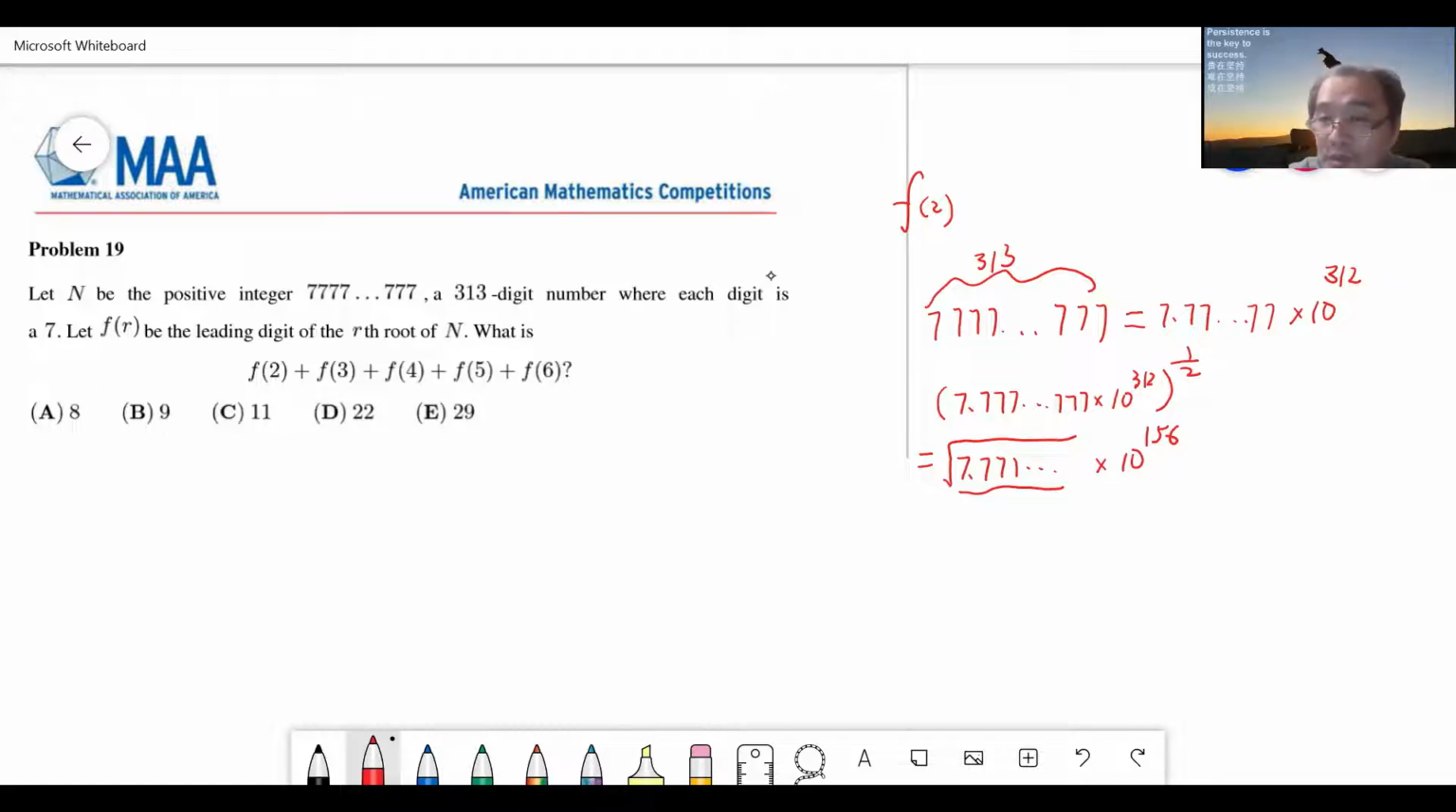So remember 2 to the power 2 equal to 4, 3 to the power 2 equal to 9. So this number 7.77 is between 4 and 9, right? So this must be some number between 2 and 3. The square root gives us 2 something times 10 to the power 156. It's easy to see that here F2 has a leading digit, basically, that's going to be 2.